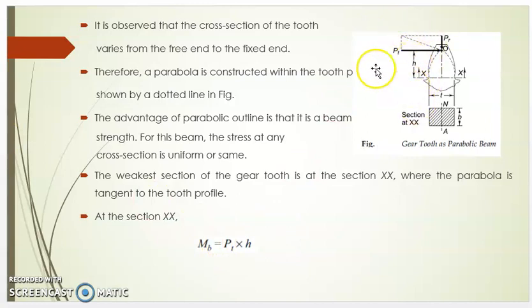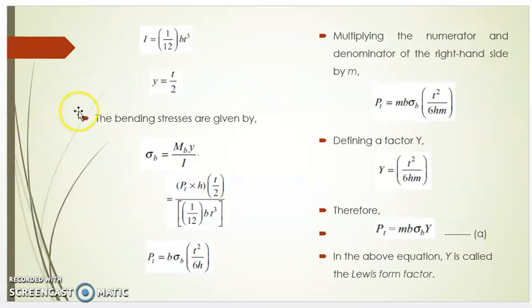We know that I is the moment of inertia of the gear tooth, considering it as a rectangular cross section, BT cube by 12. Therefore, Y, that is distance of neutral axis, is equal to T divided by 2. The bending stresses are given by the bending equation, sigma B is equal to MB Y divided by I. Substituting the values, sigma B is equal to PT into H into T by 2 divided by BT cube divided by 12. Therefore, we get tangential load PT is equal to B into sigma B into T square divided by 6H.